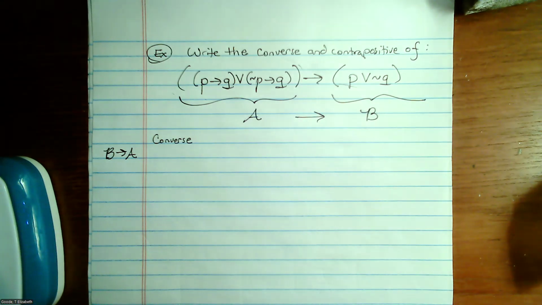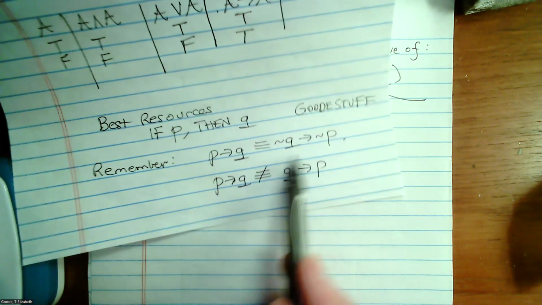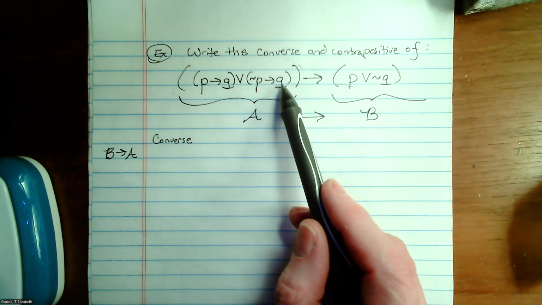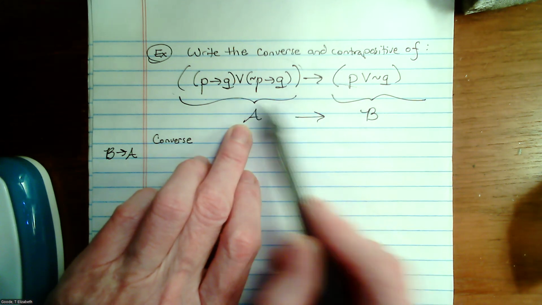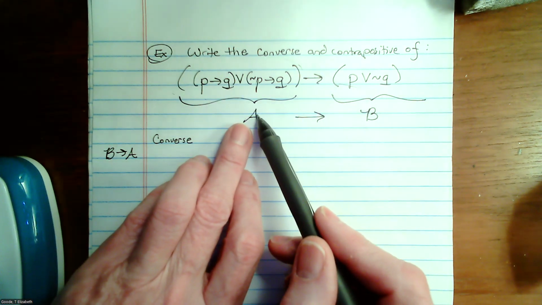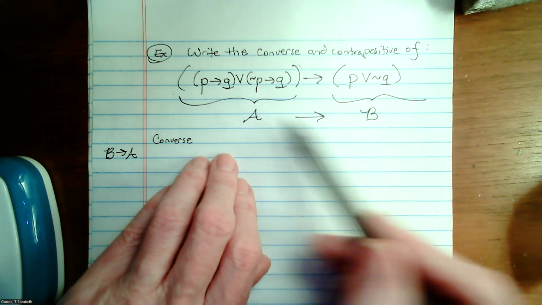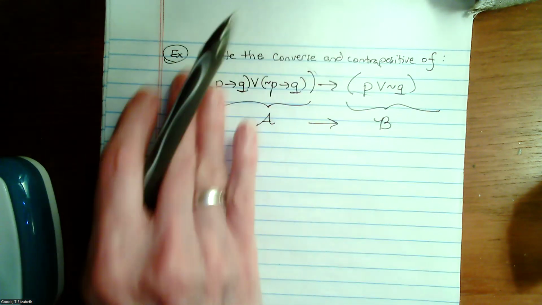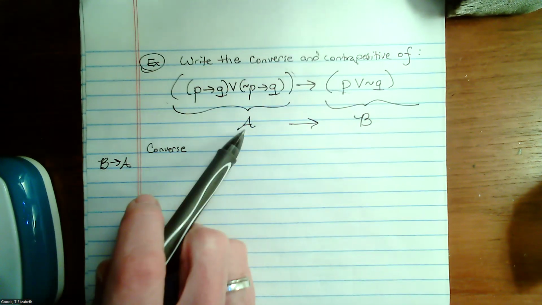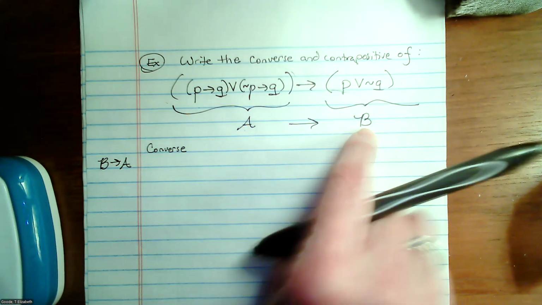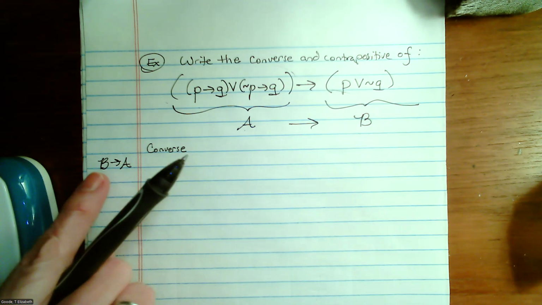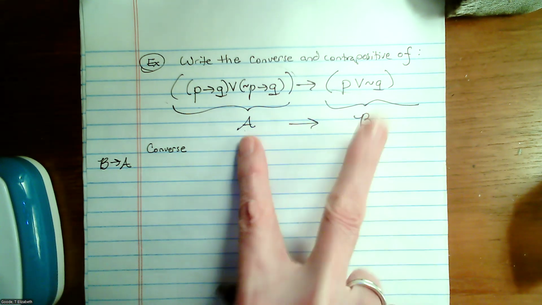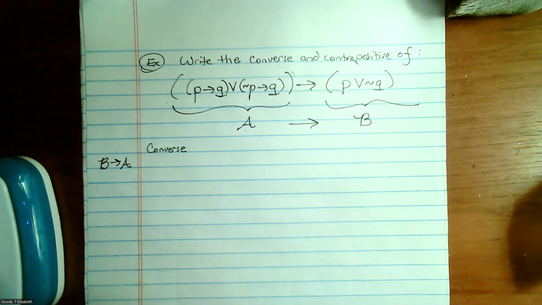So even though we learned the rule with P's and Q's, we may be presented with a problem that uses P's and Q's inside an implication where we might decide to rename the hypothesis with a different letter so that we can just get the big picture. This whole thing is the hypothesis now. I'm calling it A. This whole thing is the conclusion. I'm calling it B. So when we get ready to write the converse, I remember, okay, the converse of big A implies big B is going to be B implies A, right?